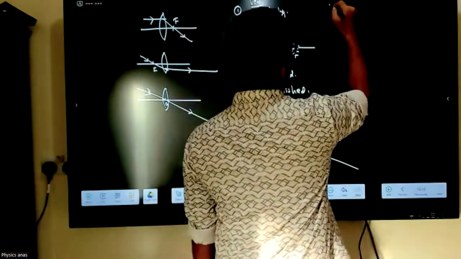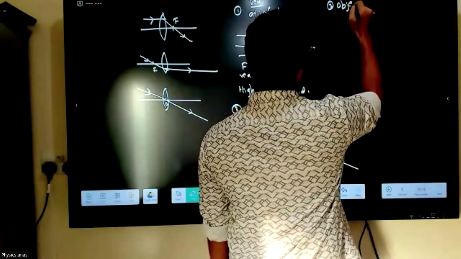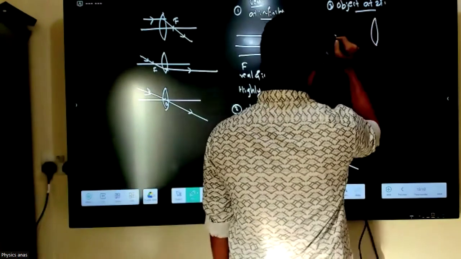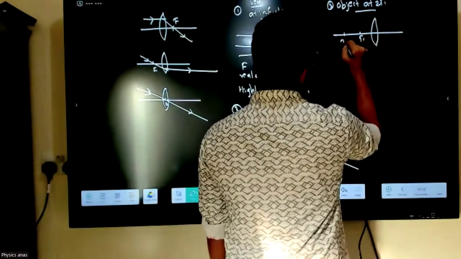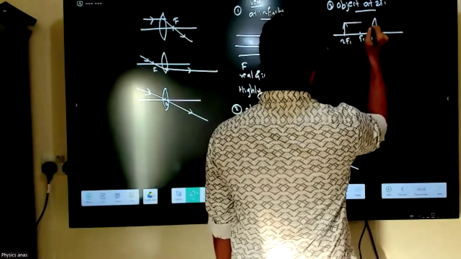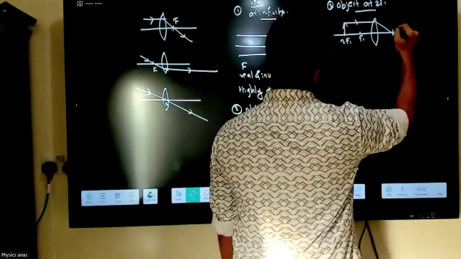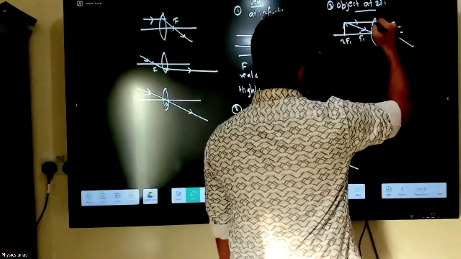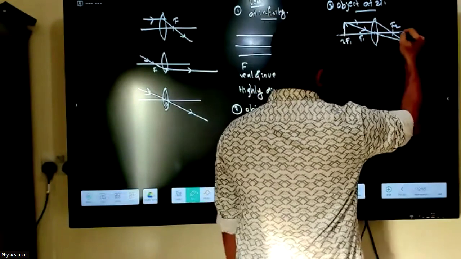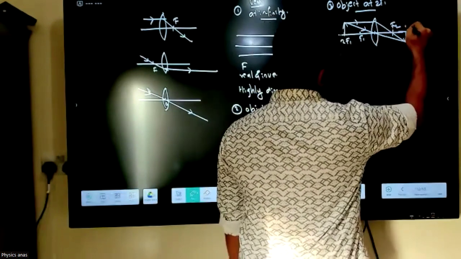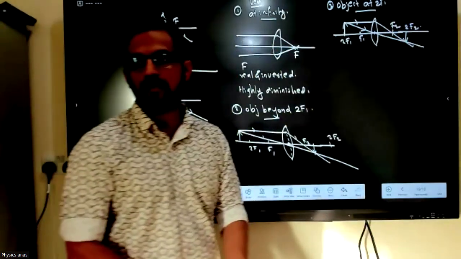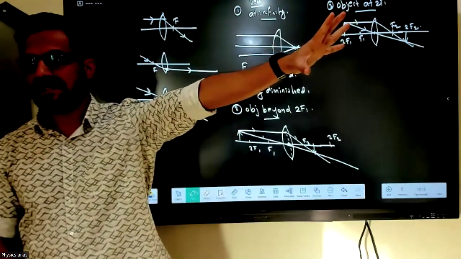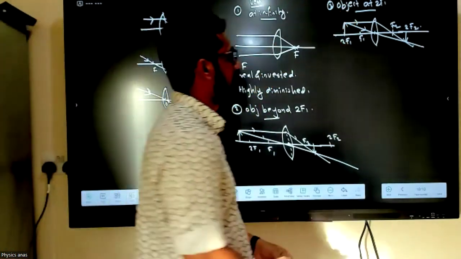Okay, and the third one. Now the object is at 2f1. This is f1, this is 2f1, object is at 2f1, first light ray will be like this, that's f2, second one will be through the optical center, and it will be like this. And the image will be formed at 2f2. It will be real and inverted. It is the same size as that of the object.